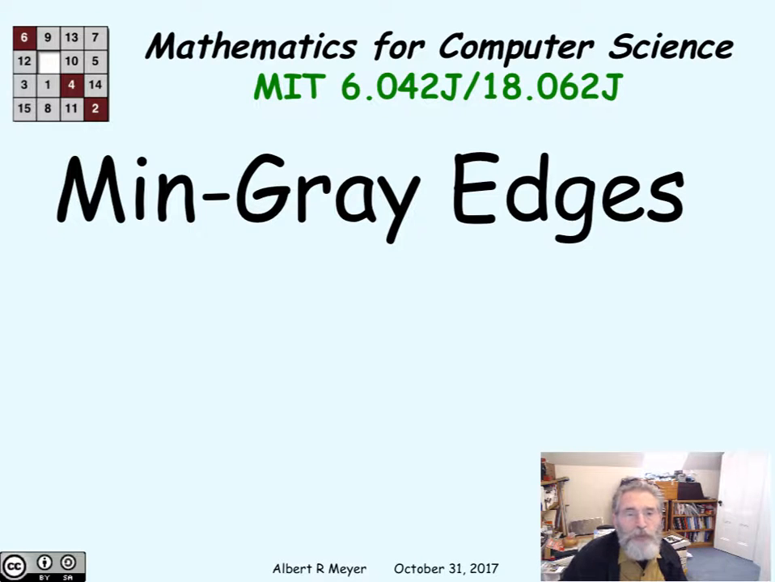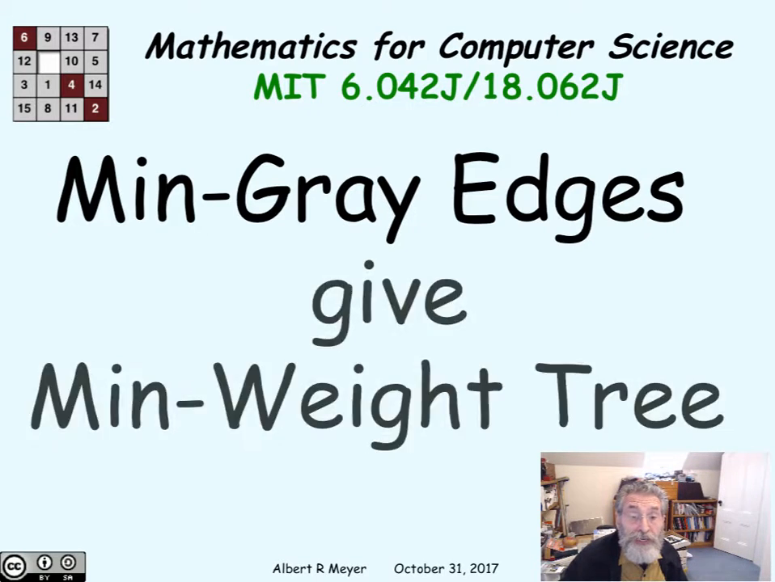So last time we described a black-white coloring strategy for collecting edges and turning them into a spanning tree, which was claimed to be minimum weight. And now let's prove that it's minimum weight. So the claim is that the minimum weight gray edges give a minimum weight spanning tree.